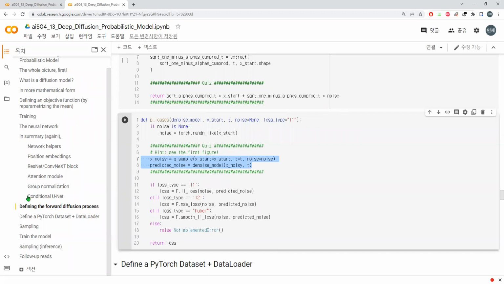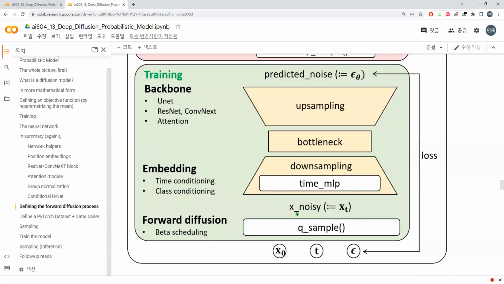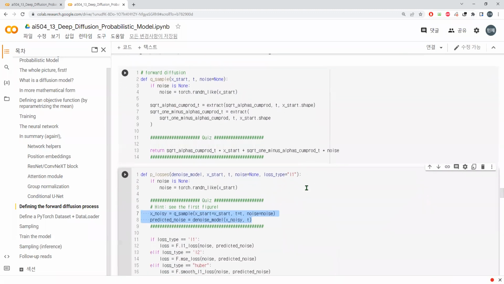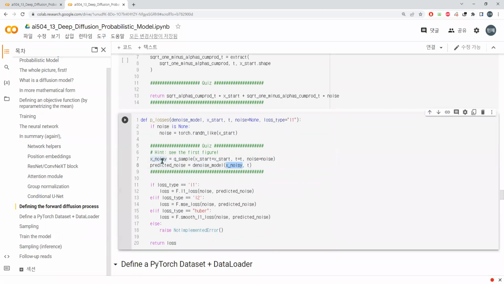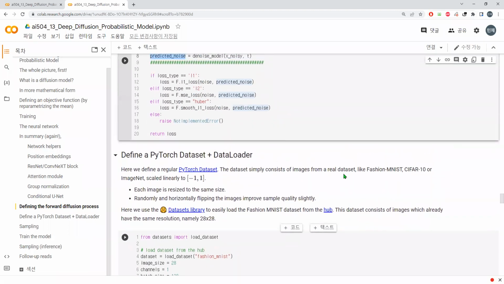Because our U-Net's input is x_noisy with t. So you have to input this x_noisy you already built and t to our denoise_model, which means the instantiated U-Net model, to predict the noise for each time step. Okay? Okay, let's go next.